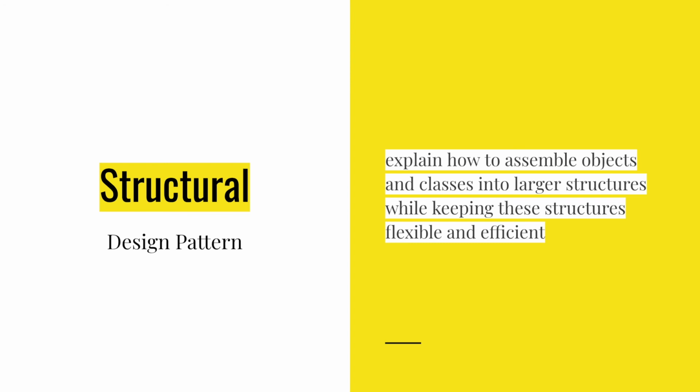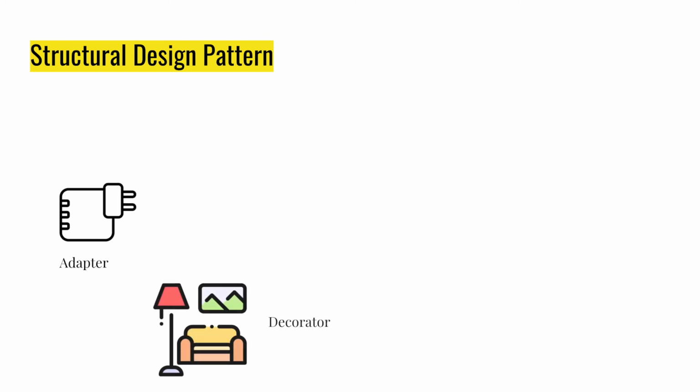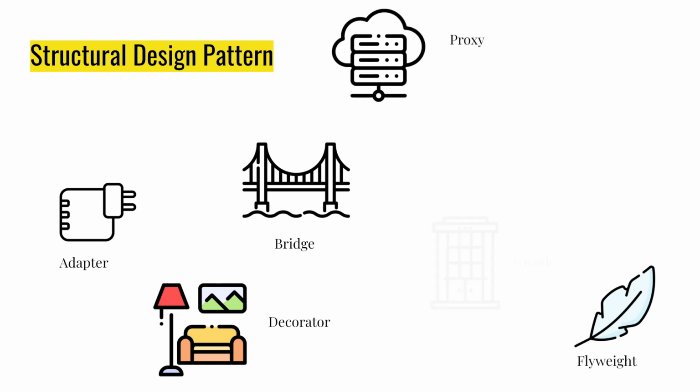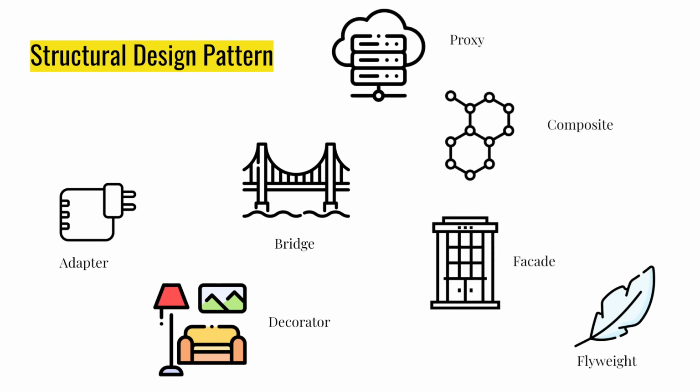Structural design patterns explain how to assemble objects and classes into larger structures while keeping these structures flexible and efficient. Structural design patterns are adapter, decorator, bridge, flyweight, proxy, facade, and composite.